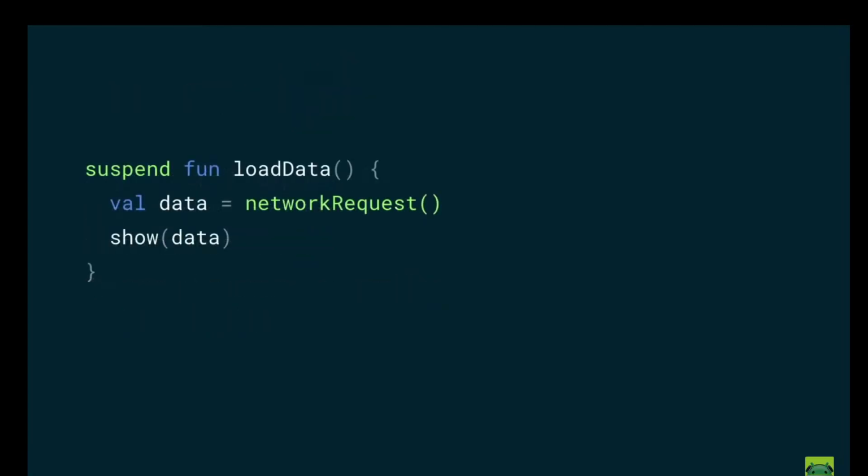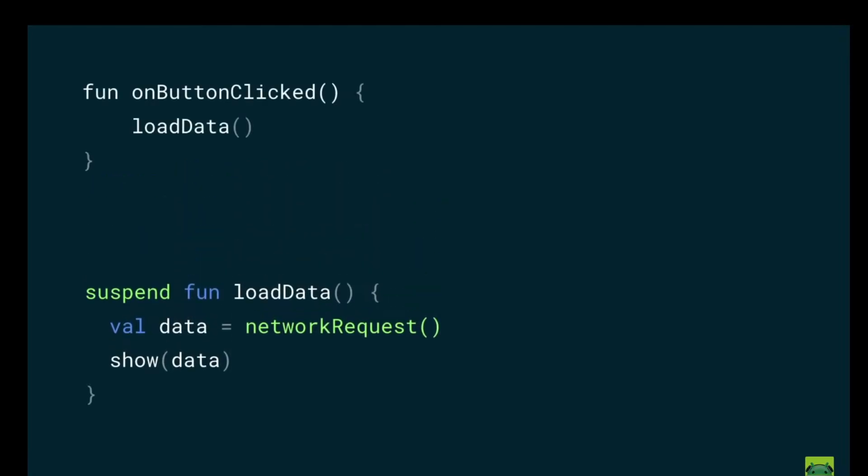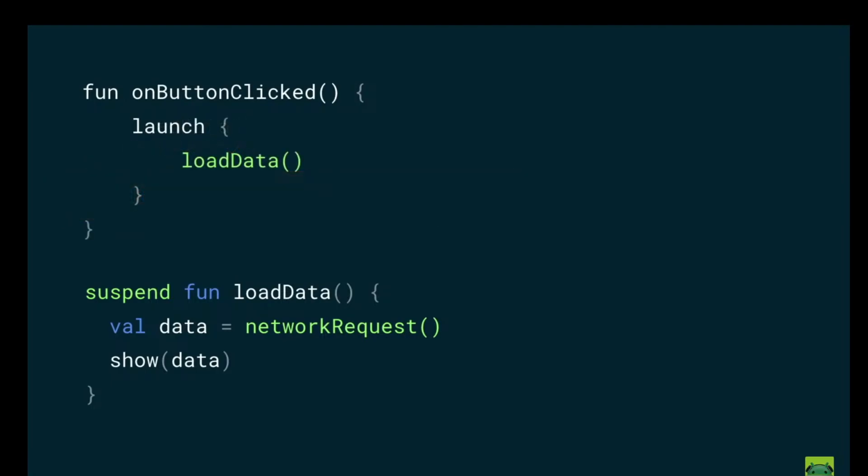Back to our function load data, imagine that we want to execute that whenever the user taps on a button. For example, we can have this function onButtonClick that will trigger load data. But this is not going to compile, because suspend functions must be called inside a coroutine. We don't know how to create coroutines yet. We will see that later. But in a nutshell, you can see we can use launch to trigger a coroutine. So imagine that this works.